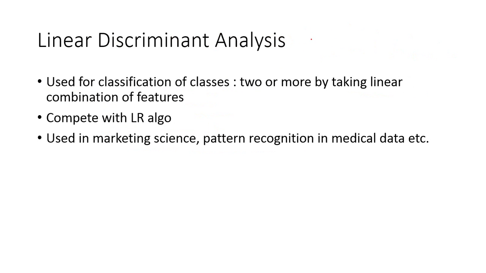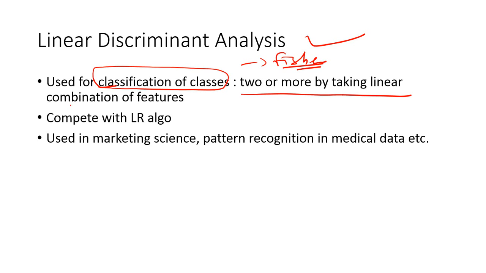The next one is linear discriminant analysis. It's used for classification of classes. It was first used by Ronald Fisher, and one of the famous experiments that he made was on classifying flowers. That example has been cited many times for classification purposes. It is used for classifying two or more classes using linear combinations of features, and it is a competitor to logistic regression.